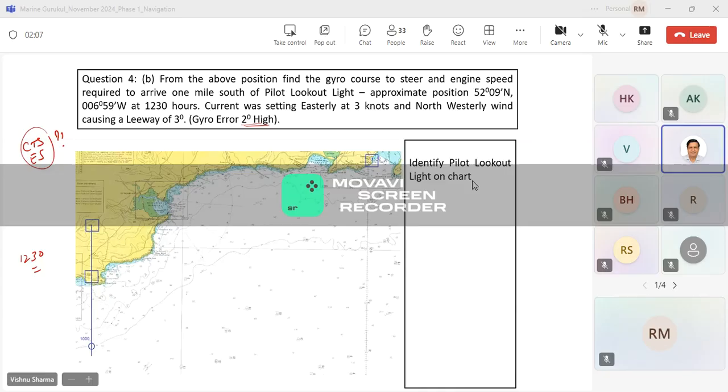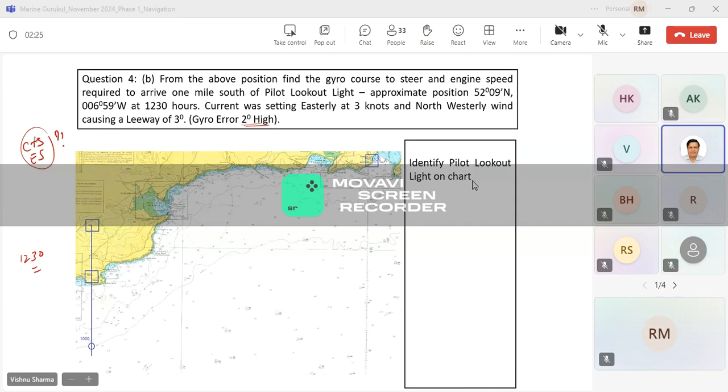Okay. Where do we want to be? We want to be one lookout light. So can I get this position B? Yes or no? This is the position I want to reach 1 mile south of pilot lookout light. Yes or no, beta? Am I right? Yes, sir. Okay. So where do I want now?